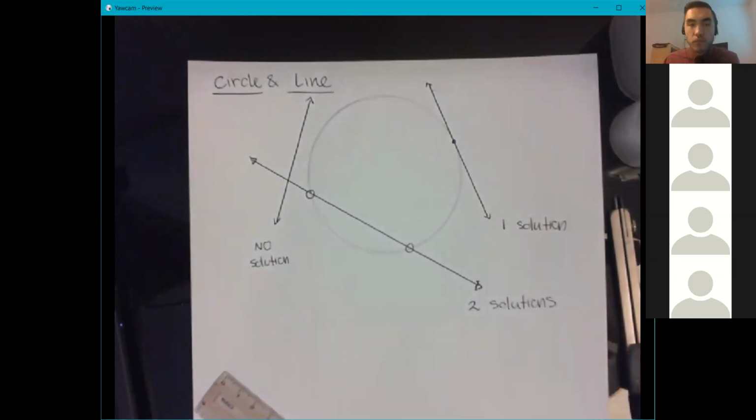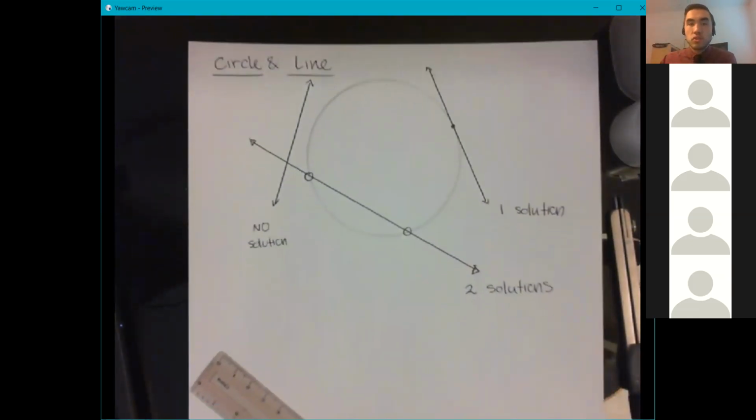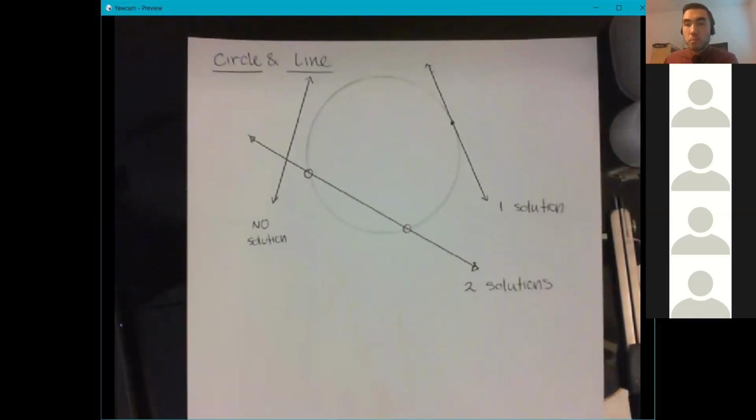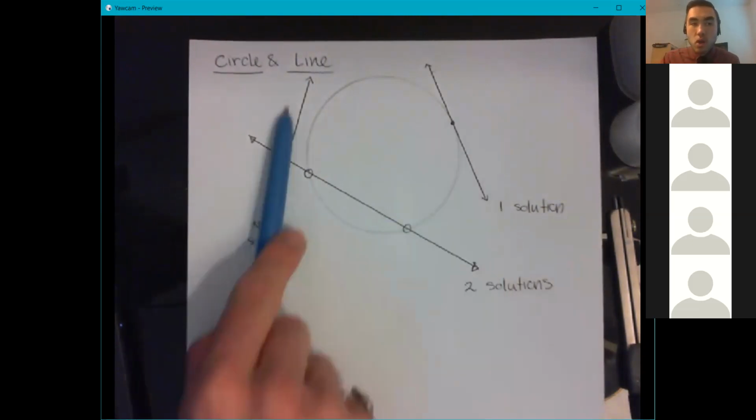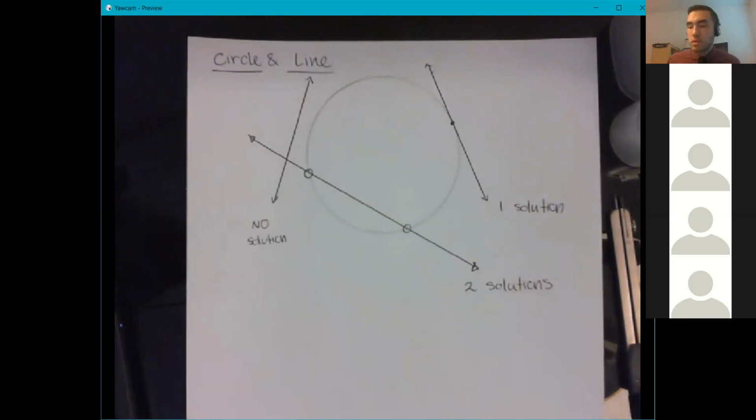And again, just like before, the trick here is substitution, so you would have to be given the equations of both of these. You take the equation for the line, plug it into the equation of the circle, that will make it a quadratic, and depending on how the quadratic factors out, you'll either get 2 roots, 2 solutions, 1 root, 1 solution, or you'll get that the quadratic only gives back imaginary numbers, in which case it's no solution.